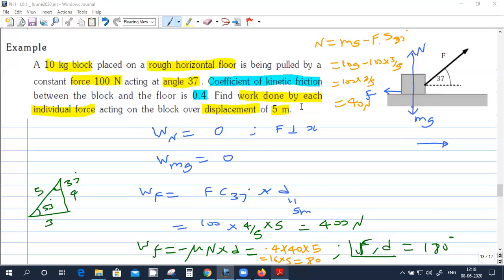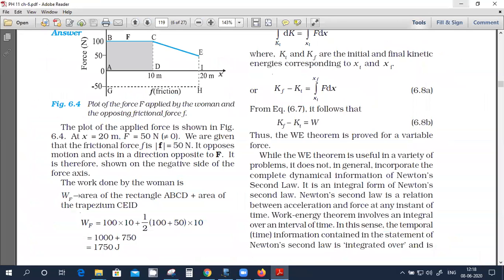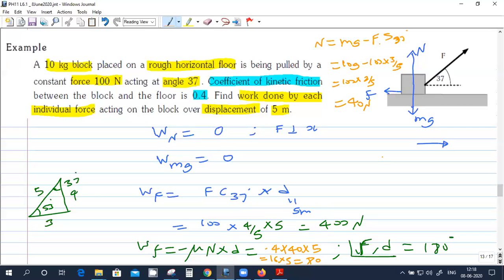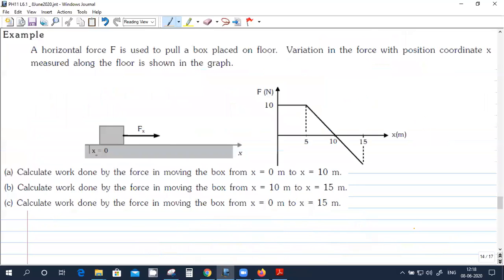Is it clear? Yes, sir. Okay, this one, from x equal to 0 and moving some distance. At x equal to 0, the force is 10 Newton. After that, the force stays 10 Newton for some distance, and once it reaches 5 meters, the force starts decreasing.